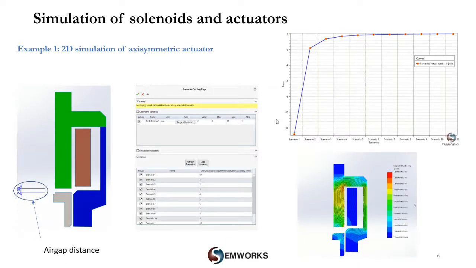Any geometrical dimension or parameter defined in SolidWorks can be added or defined as a variable parameter in EMWorks 2D. So a parametric study is defined to compute the force versus different air gap distances. As you can see in the top right figure, the force decreases when the air gap distance increases. This kind of study helps to estimate the force at different positions of the moving plunger.